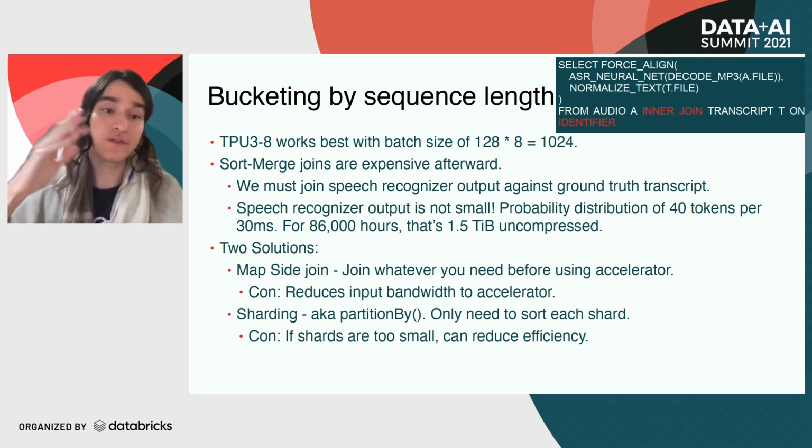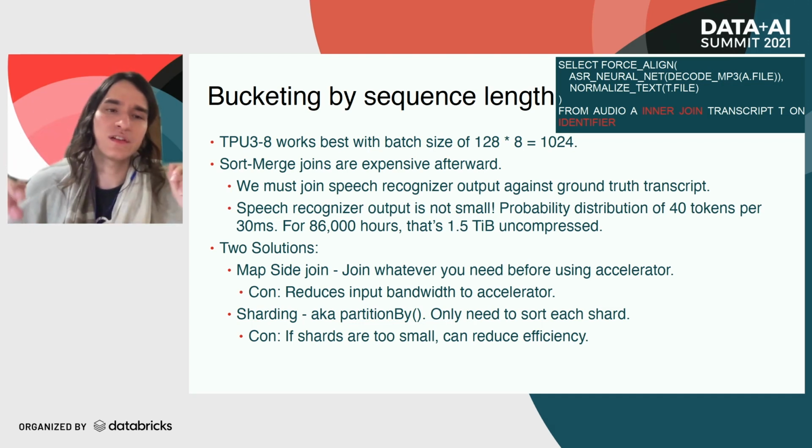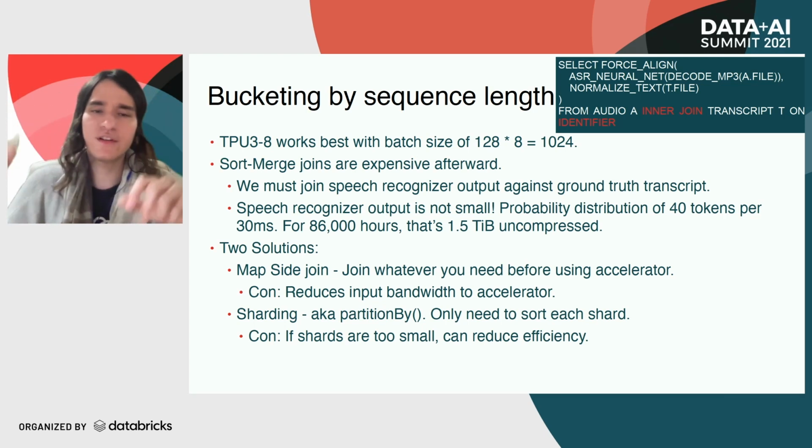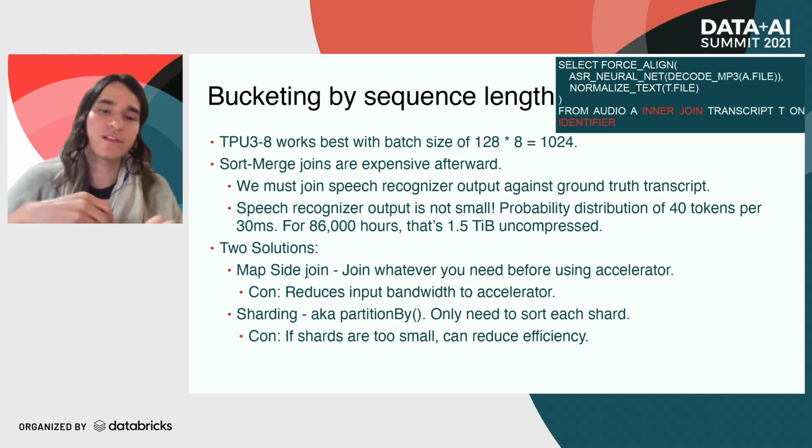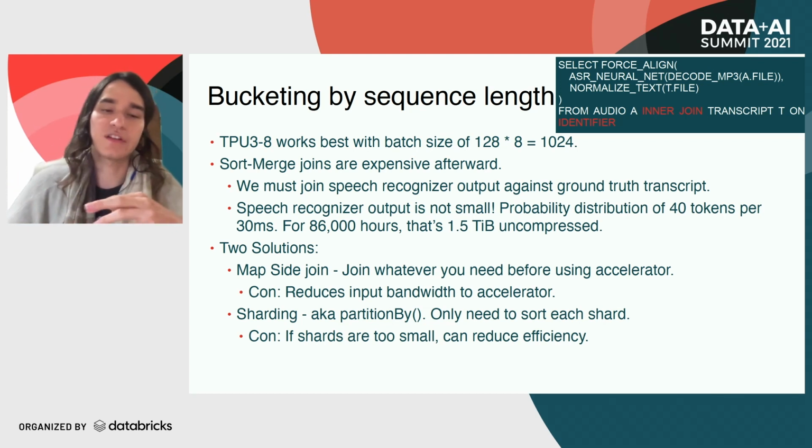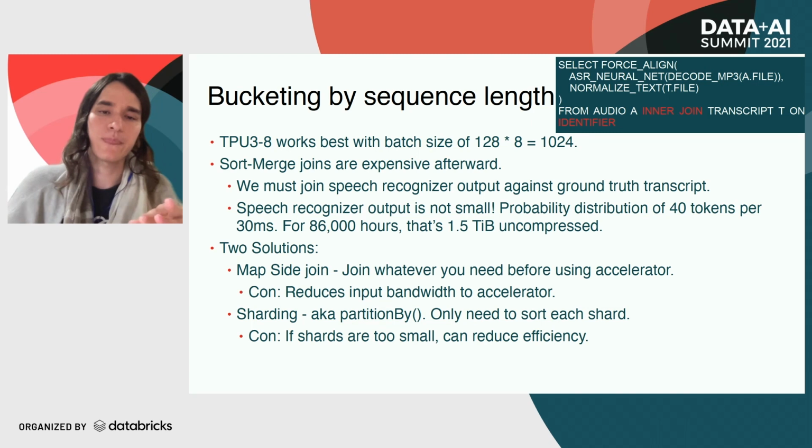So there are two solutions that I came up with other than the hash join. One is what I call a map side join. So join what you need before using the accelerator, but that reduces your input bandwidth to the accelerator. The other is sharding, which you can access via the partitionBy function in Spark. So you only need to sort each shard. But if each shard is too small, that can actually reduce efficiency.